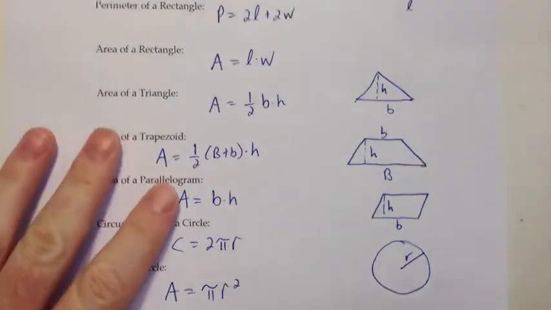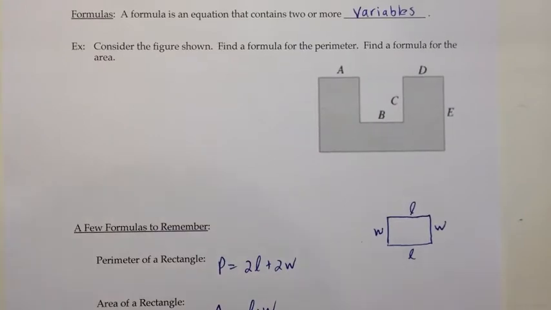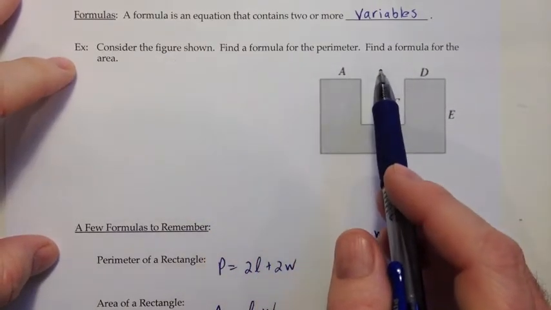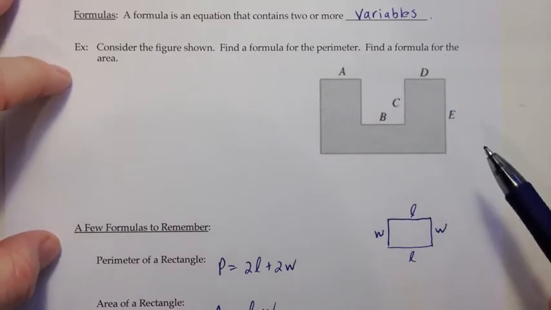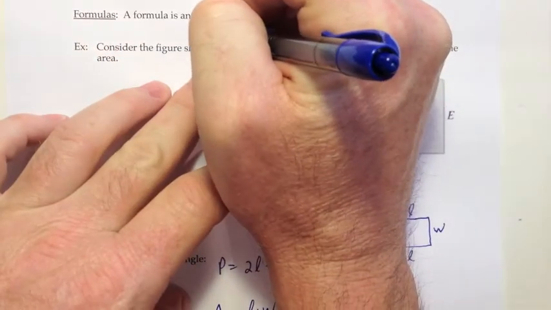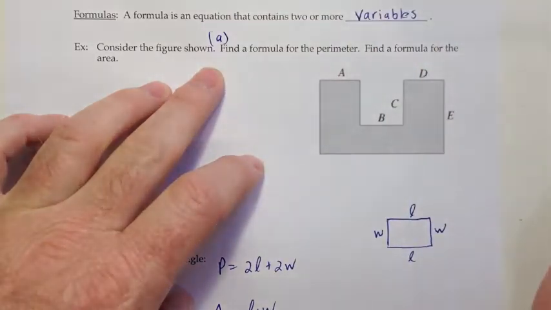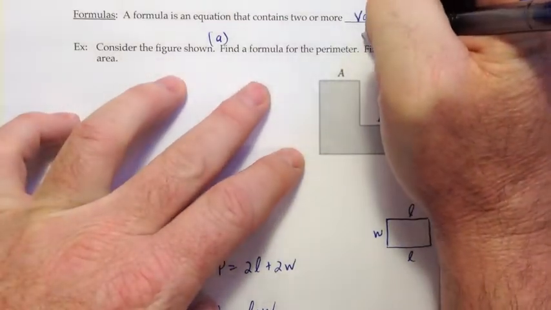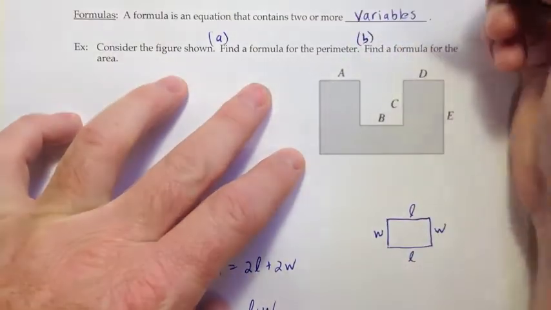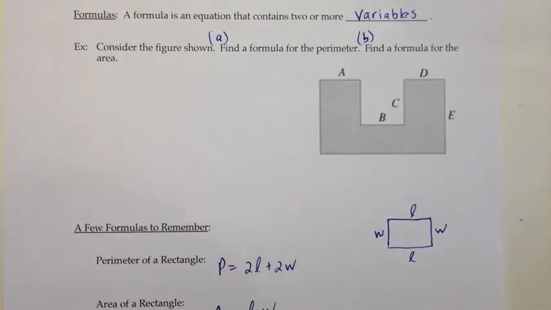Alright, let's go back up to the top now and try to work on an area and a perimeter. They want us to find a formula for the perimeter for this and find a formula for the area as well. So we'll consider that like two parts. Part A, find a formula for the perimeter. Part B, find a formula for the area. So for perimeter, we just want to do the distance around.